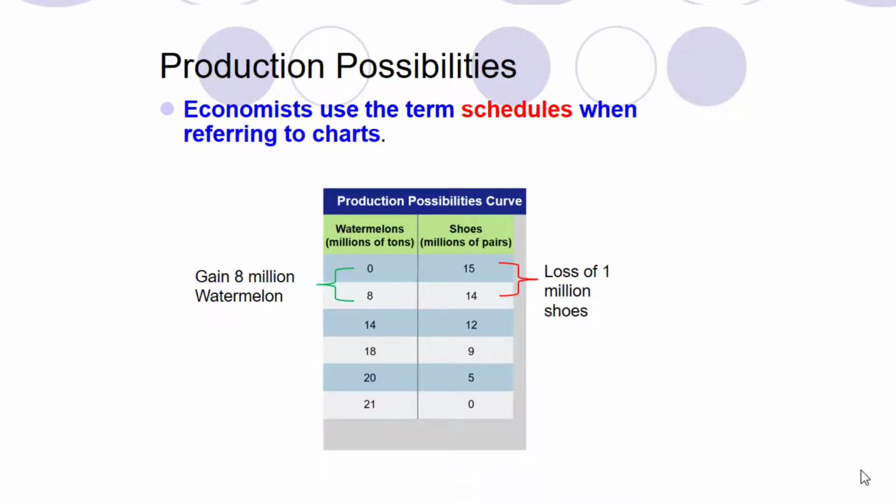If I look further down the schedule and say I want to go from producing 18 million tons of watermelons to 20 million tons of watermelons, I would gain 2 million tons of watermelons, but at a cost of 4 million shoes. This is the law of increasing opportunity cost. We'll talk more about that later.